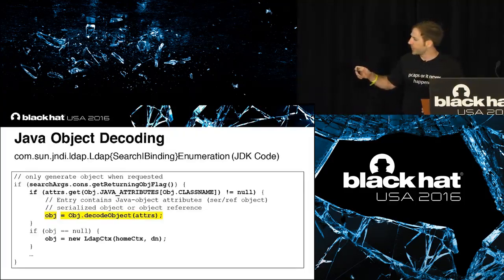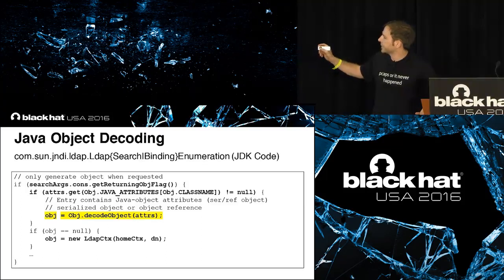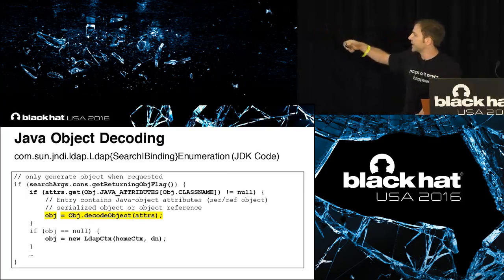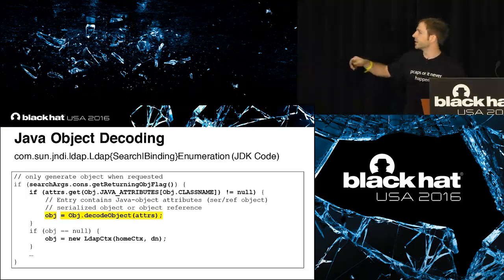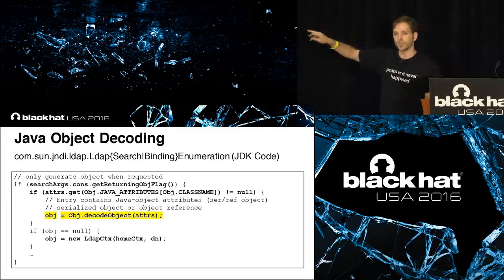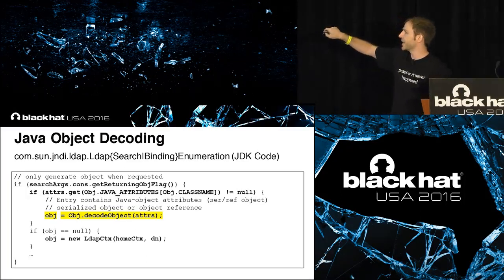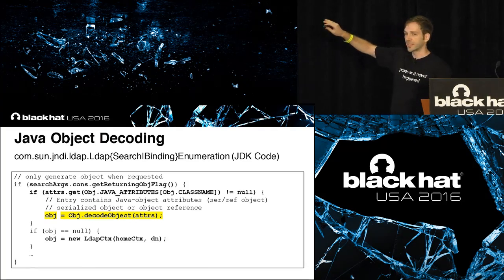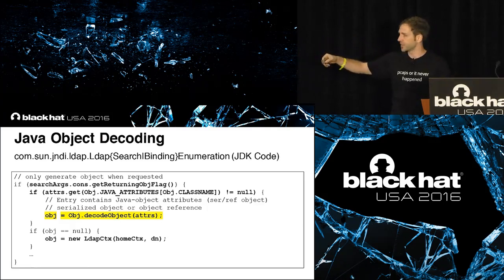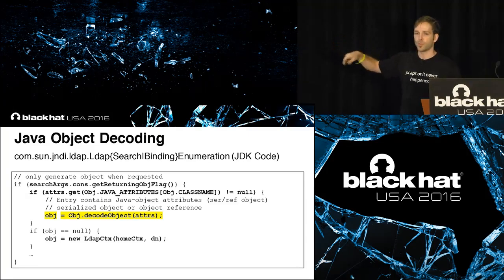My explanation is even clearer in the code itself. So this is part of the JDK class that handles the search response. And as you can see here, we check for the get returning object flag attribute. And if that's enabled, if that's true, then we will check the attributes in the response for some attributes that are referenced in the Java attributes enumeration. If those attributes are present, then we will proceed with decoding the attributes as a Java object. Otherwise, we will just create the wrapper and return the wrapper.